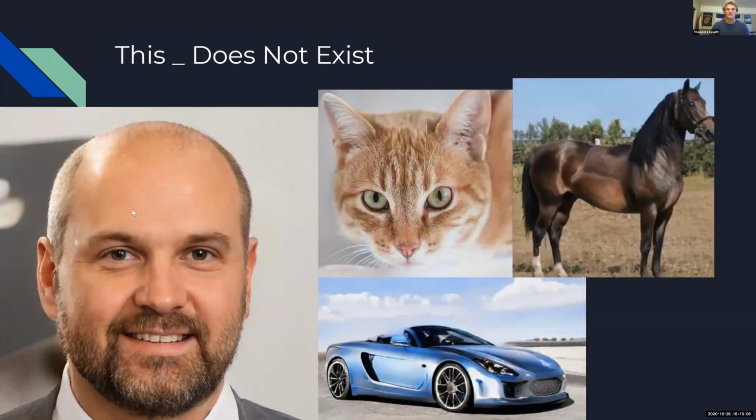Another application is "this blank does not exist." I'm showing you 4 photos of a man, a cat, a horse, and a car, but none of these actually exist. All of these images were created using a GAN and aren't real. They were never taken of a real person. If you look up "this person doesn't exist" on Google, you'll find an image generator that constantly spits out new images of fake people, and they all look sort of realistic.